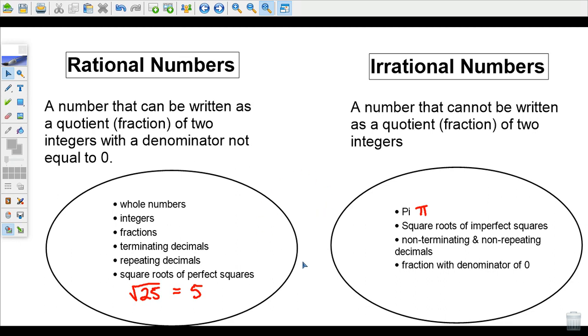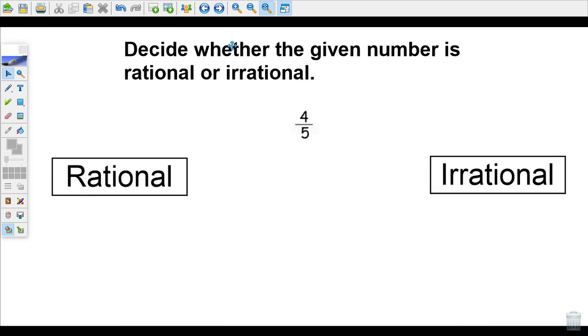So we're going to take a look at some examples. We're going to classify each as rational or irrational, and I'll do my best to explain also. So 4/5, it's a fraction. That is rational. Integer in the numerator, integer in the denominator. -6.3 with the bar on the 3, meaning the 3 repeats. That is a repeating decimal. That is rational.